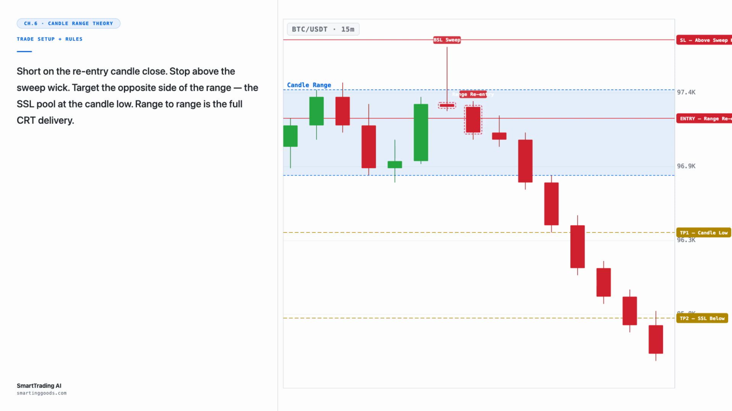2. Sweep must close back inside the range. The spike candle needs to close back inside the prior candle's range. If it closes outside, the breakout is real, and this is not a CRT setup. 3. Target the opposite side of the range. The entire premise of CRT is that price sweeps one side and delivers to the other. High sweep targets the low, low sweep targets the high.